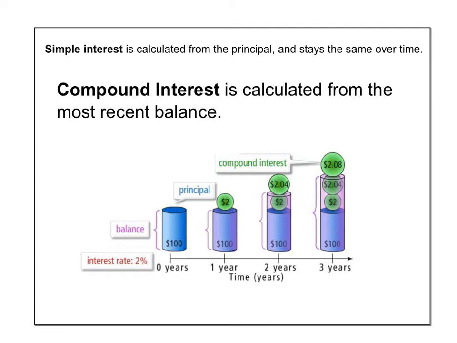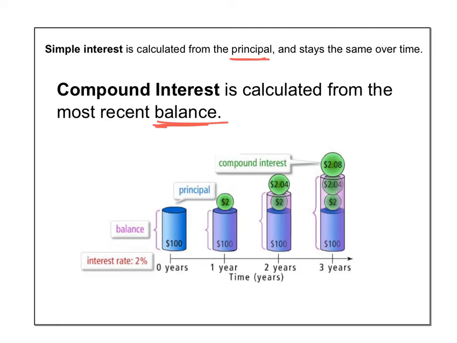This video is a continuation of compound interest. So before we go further, let's review. Simple interest is calculated from the principal amount. So either how much you're taking out on that loan or how much money you're depositing into a savings account. Since it's calculated only from the original, it stays the same over time. Compound interest, however, is calculated from the most recent balance. So that's the biggest difference. Compound interest allows you to earn interest off of your previous interest.